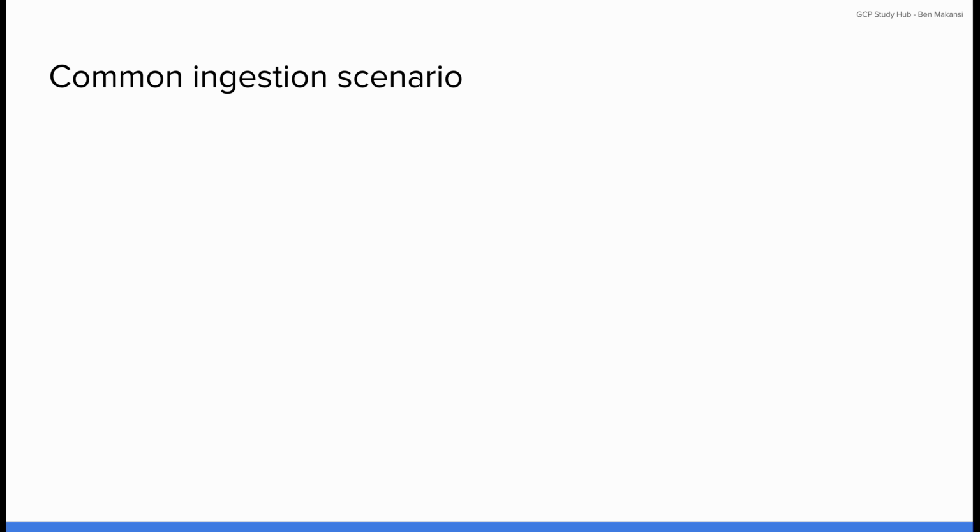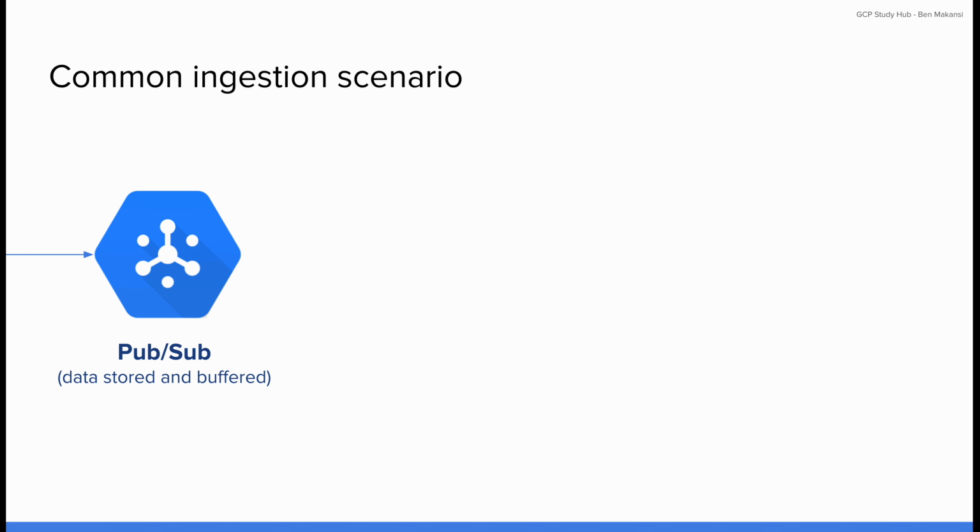Let's go over common architectures that you would find PubSub within. So this is a common ingestion scenario. It starts with PubSub on the left. PubSub serves as the point where data is collected, stored, and buffered. This is an effective way to handle high volume real-time data ingestion, making sure that messages are not lost as they come into your environment.